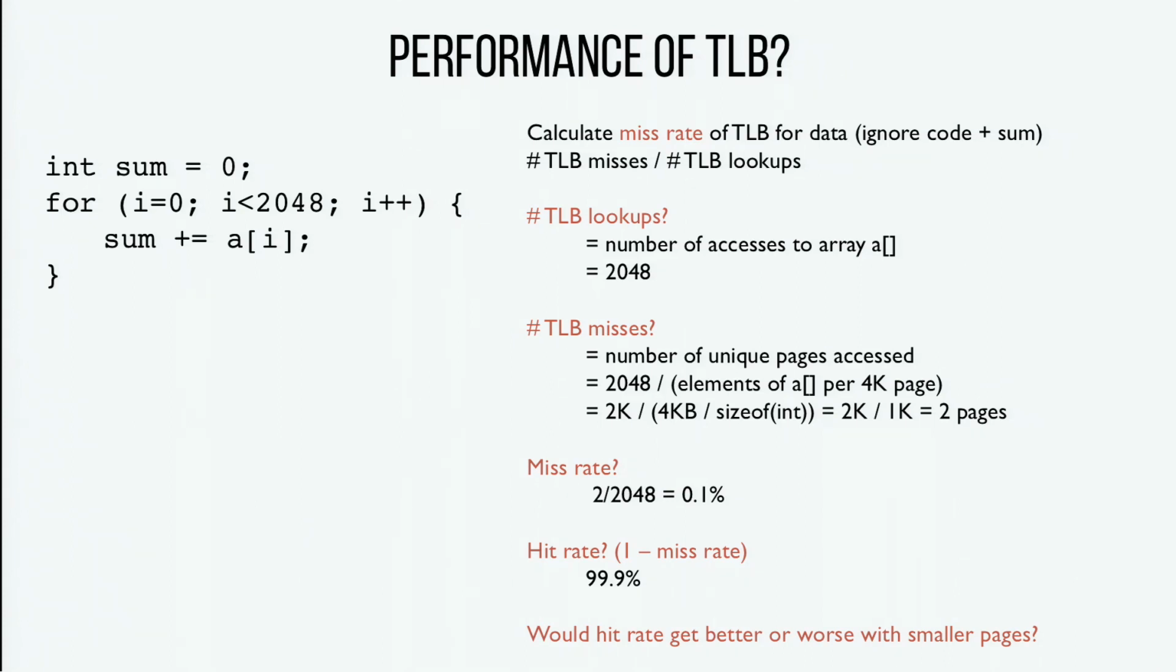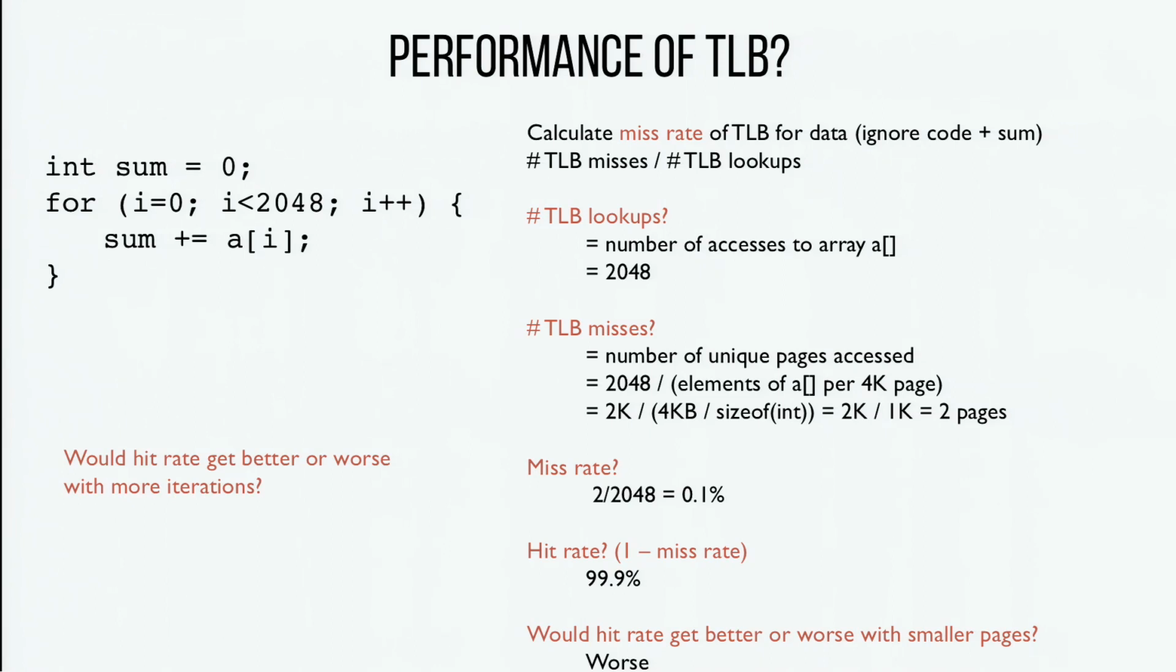So a couple of questions for you. Would our hit rate get better or worse if we had smaller pages for this same code? It would get worse. We're going to have more accesses to different unique pages. Each one of those will be a miss. So therefore, our hit rate is going to get worse with smaller pages.